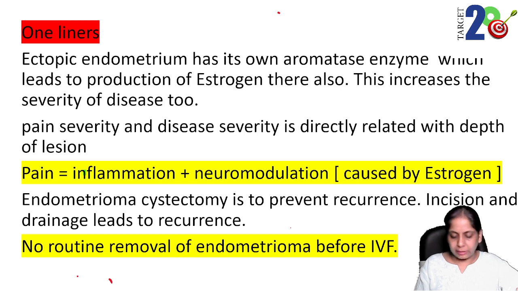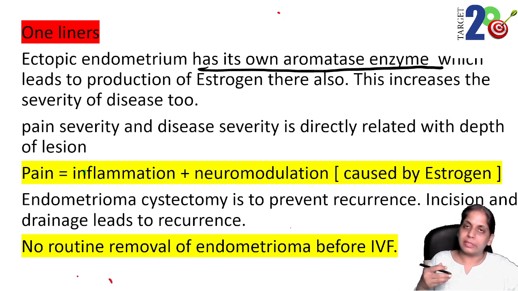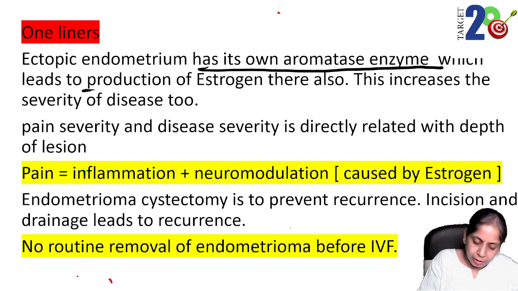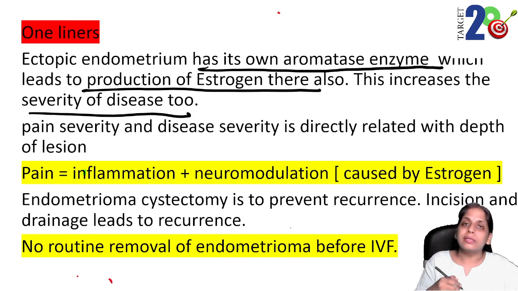Now just one-liners, because sometimes we read the whole chapter and then we get the question from the one-liners. These are the newer things and the factual things both. The ectopic endometrium has its own aromatase enzyme, which leads to the production of estradiol over there. Already there was increased estrogenicity, and here there is increased production of estrogen also. So this will increase the severity of the disease.